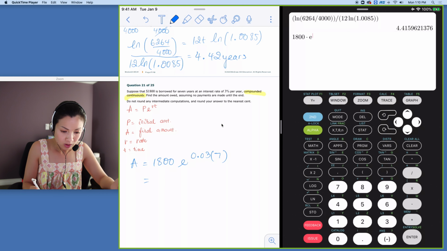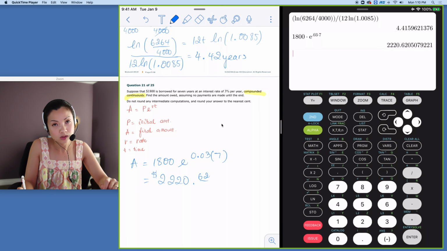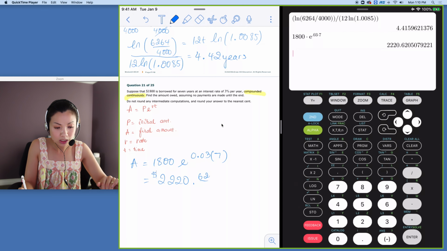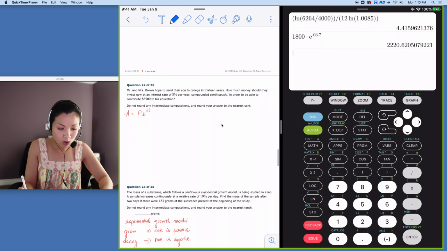There. And then we have 0.03 times 7. So that's the amount. I'm going to round it, 62 cents. Okay. So if we borrow 1,800 with that rate after 7 years, the final amount is going to be roughly 2,200. Okay. So what I have, the next problem, same thing.